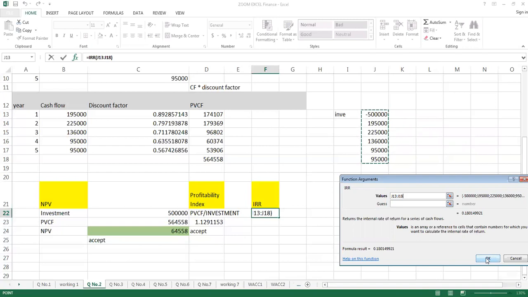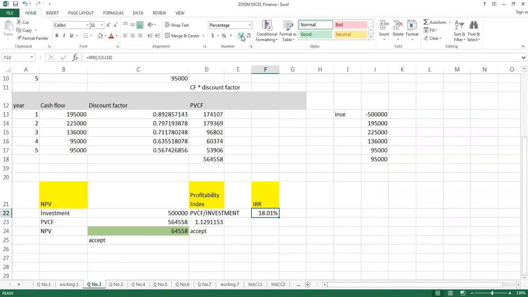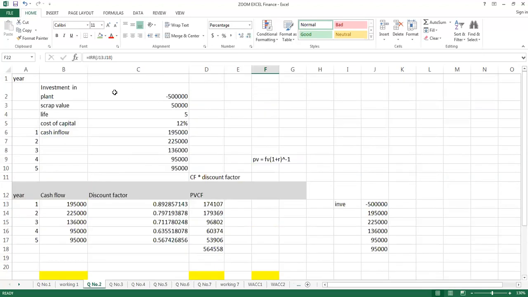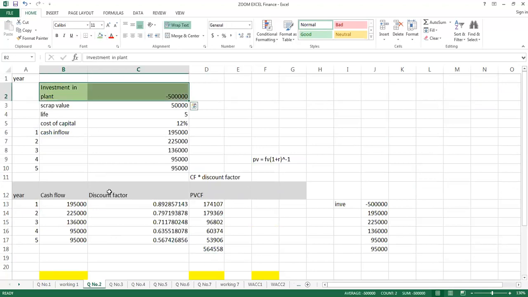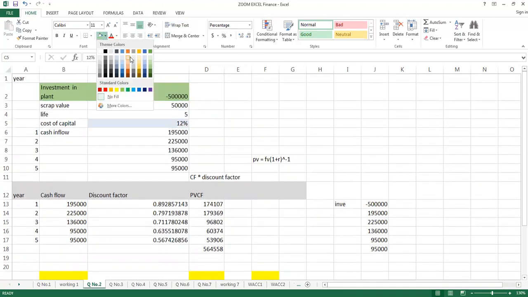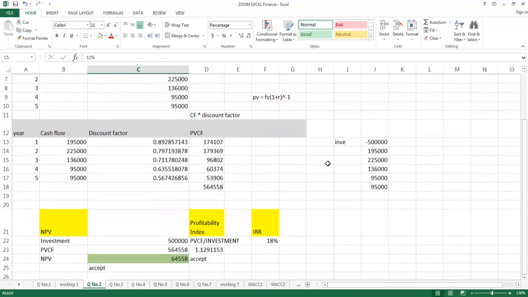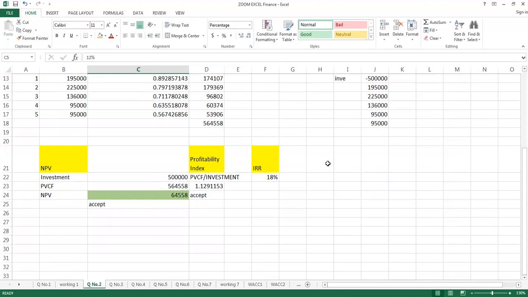Once you are satisfied that you have taken complete control of the data, just click it and get your IRR. I hope this gives you a much better idea of how to calculate NPV, profitability index, and IRR in one go, if investment is given and cash flows are given for various years and cost of capital is given, then how this information can be converted into different methods, and you can take your decision.